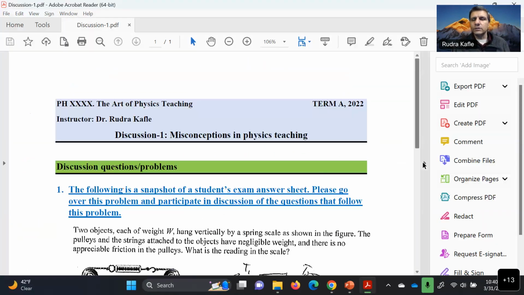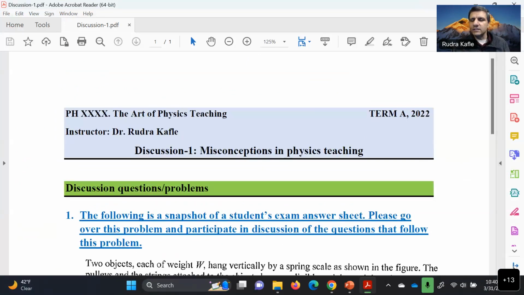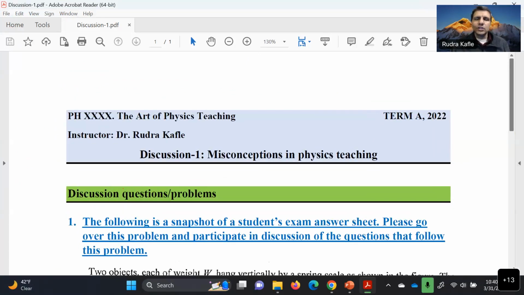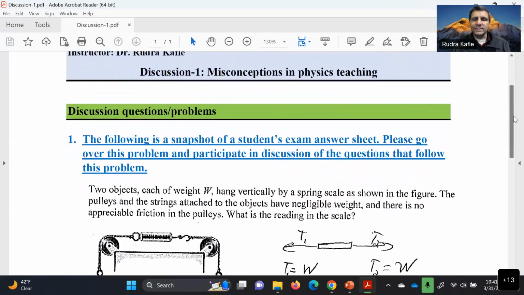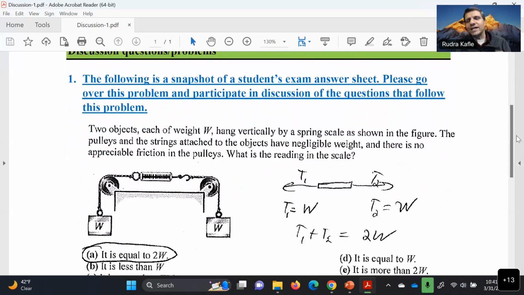Okay, so let's go to this discussion question. That is the same question which I showed you there. Now let's quickly talk about how I have designed the discussion. That is the same question I showed you a few minutes back.